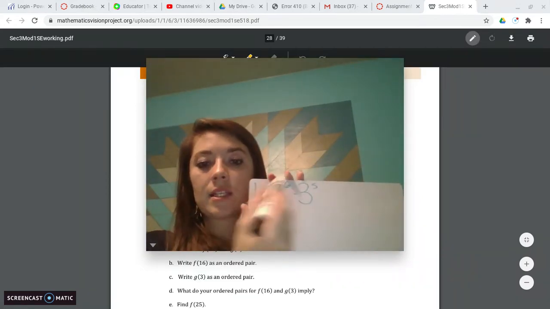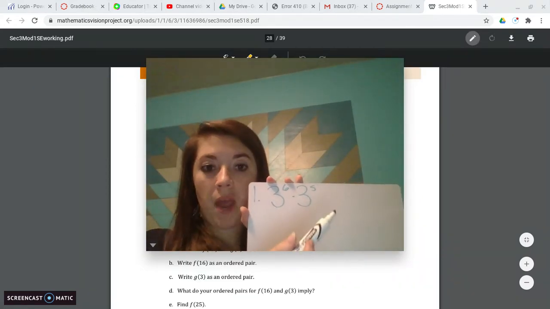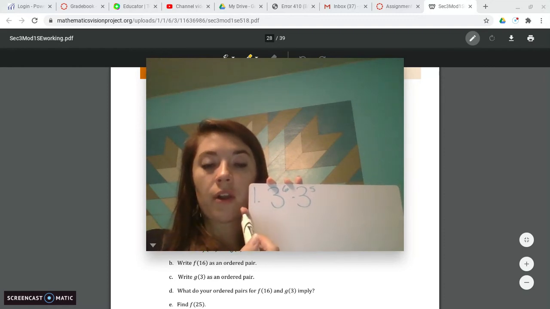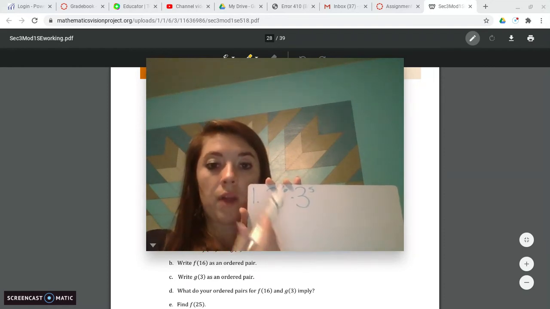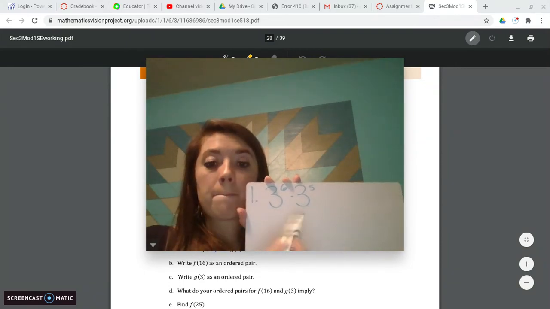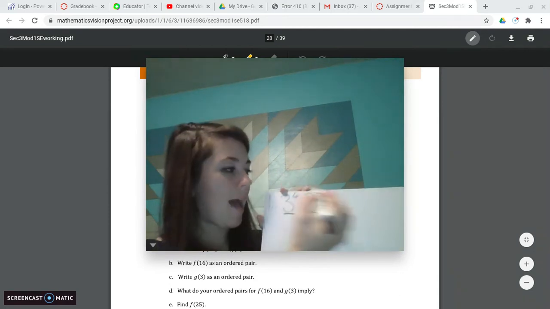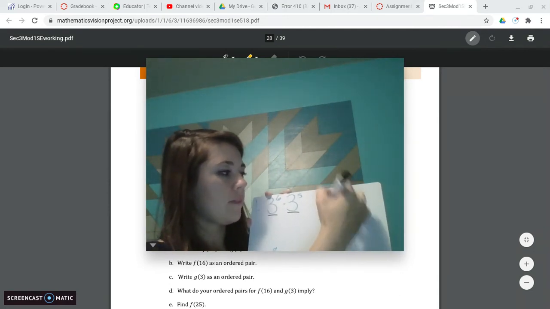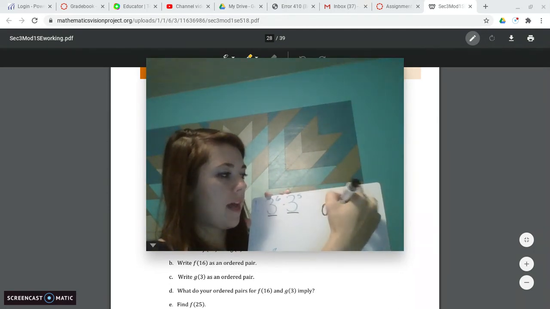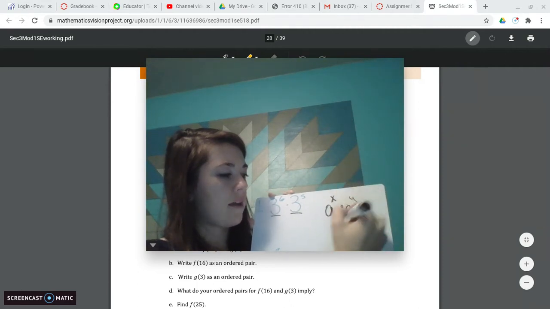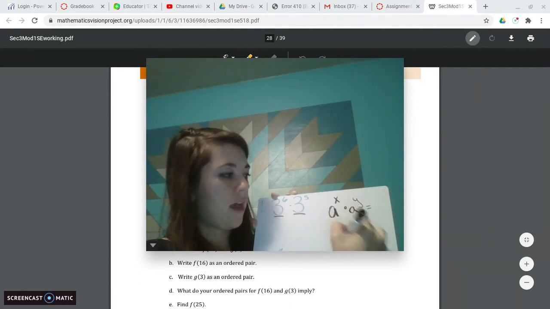We have 3 to the 6th power times 3 to the 5th power. When our base numbers are the same, rather than having to find what 3 to the 6th is and what 3 to the 5th is and then multiply them, we add the exponents. So a to the x times a to the y equals a to the x plus y.